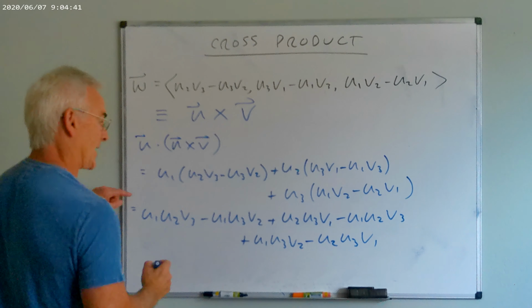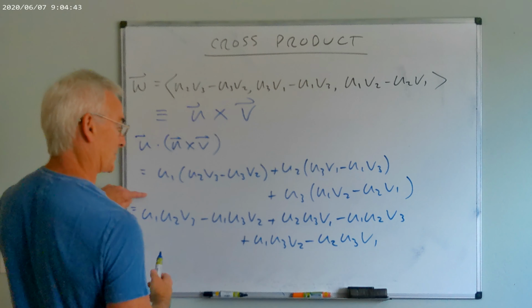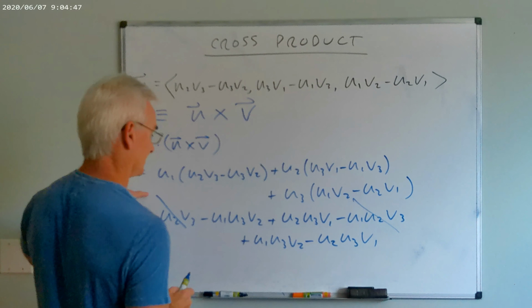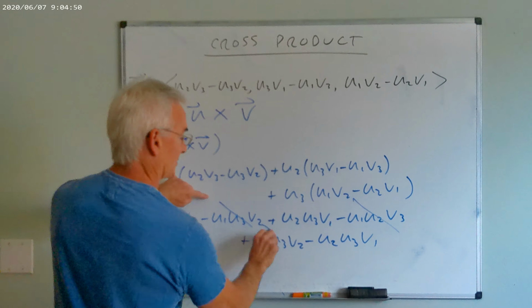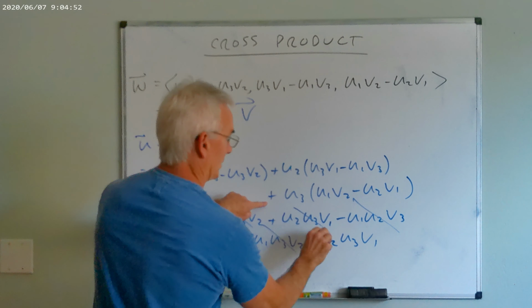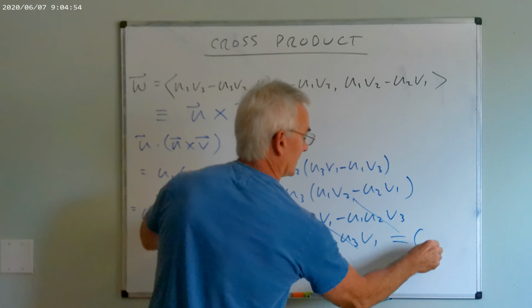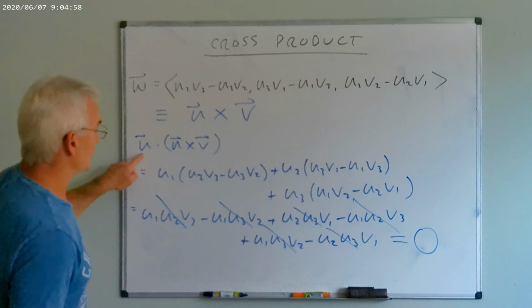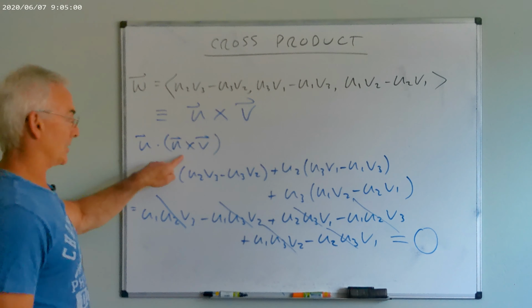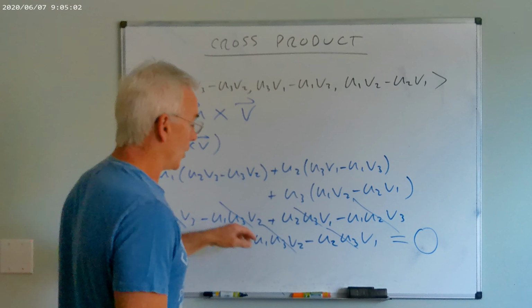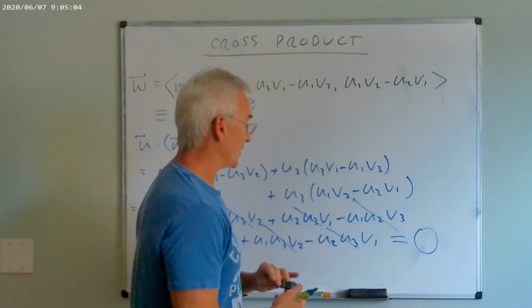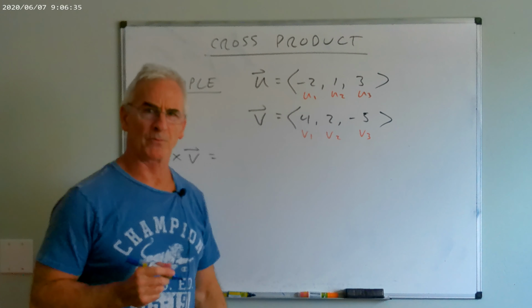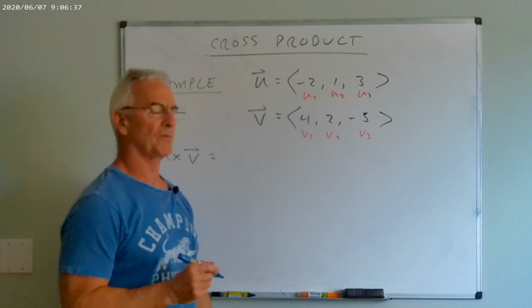So doing a quick check, you notice that this term here cancels with this term here. This term here cancels with this term here. And this term here cancels with the last, and I get 0, which was the desired result. So we've just proved that U is orthogonal to the cross product. If we do the same thing for V, we'll see that V is also orthogonal to the cross product, which accomplished our goal.